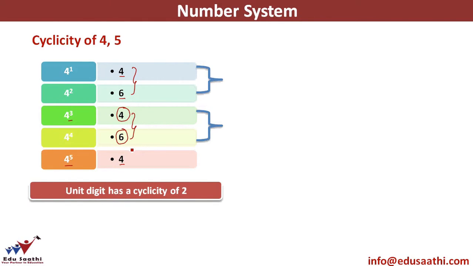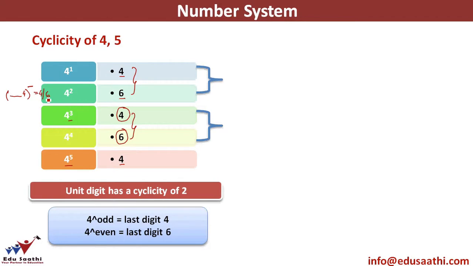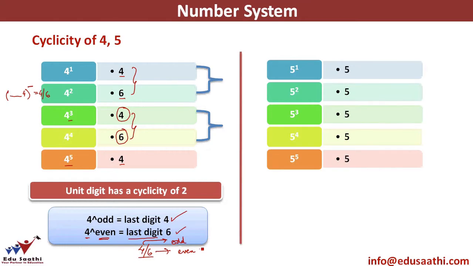So the last digit for a number ending with 4 raised to any power will end in either 4 or 6. That will depend upon the power. If the power is odd, it will always end with the last digit 4. If the power is even, the last digit would always be 6. So it has a cyclicity of 2. That means the last digit would be 4 or 6: 4 when the power is odd and 6 when the power is even.